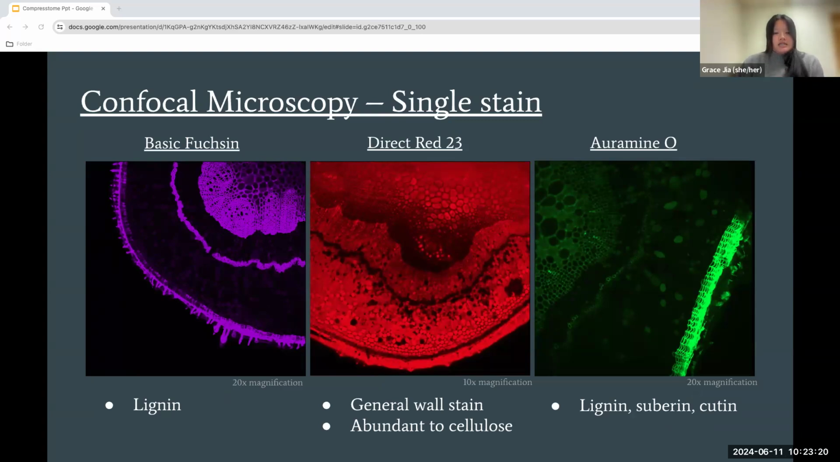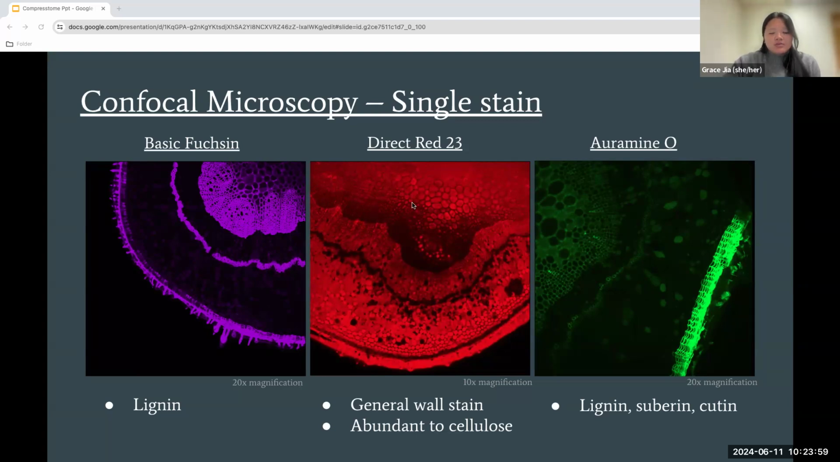So as you can see on this slide, this is just a single stain where we can see basic fuchsin, Direct Red, and Auramine O. And again, just to reiterate the points, basic fuchsin highlights lignin, Direct Red is highlighting a general wall but is also abundant to cellulose, and then Auramine O is highlighting lignin, suberin, and cutin. As you can see in some of these images right here, especially in the basic fuchsin, this is staining the epidermis and the phloem fibers and staining the xylem.